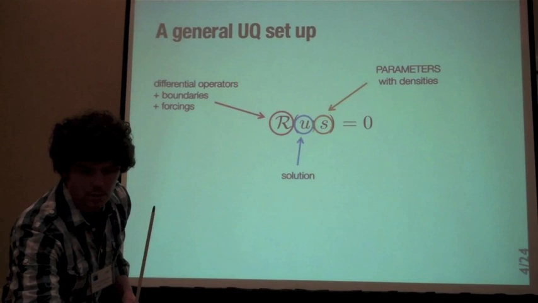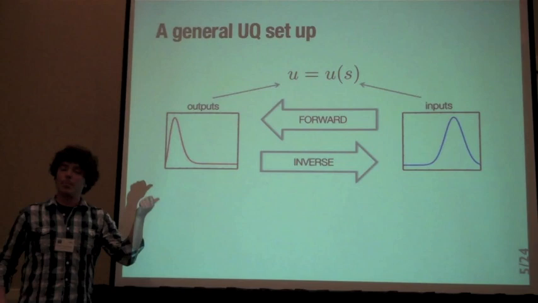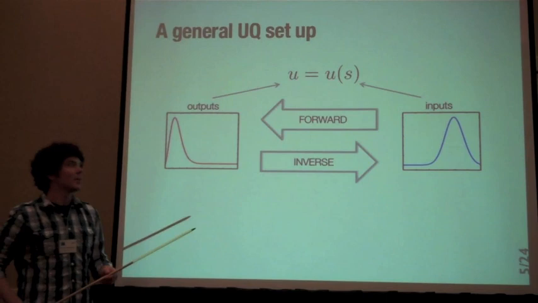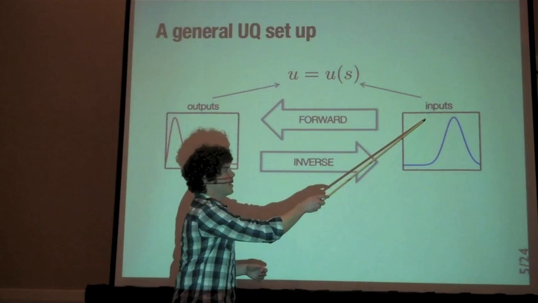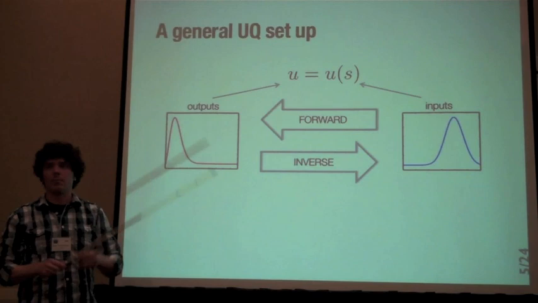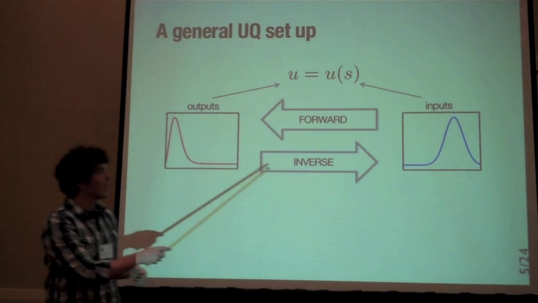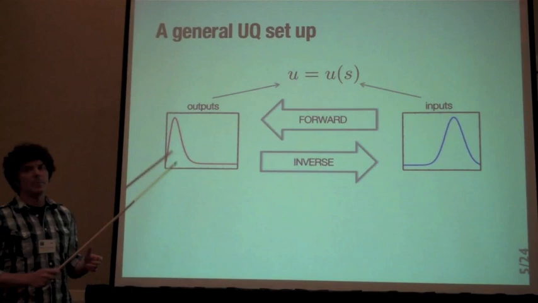And so the general UQ setup is, you can think of that PDE as implicitly defining a function of the parameters, right? So we have our solution U that is implicit through the system of equations and PDE, a function of those input parameters. And graphically, in terms of a cartoon, you might have some kind of density function on the set of inputs, and you do your forward uncertainty quantification, your forward propagation problem, and you end up with some kind of density on the outputs. And conversely, you might start with some measurement data or a density function on the outputs, and you might want to know, what was the density function on the inputs that is consistent with the data that I have measured.